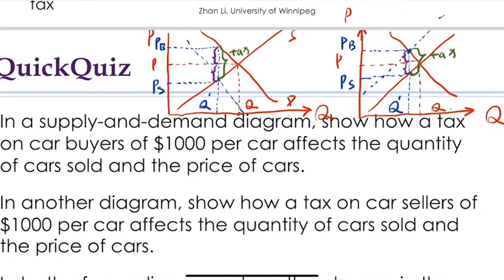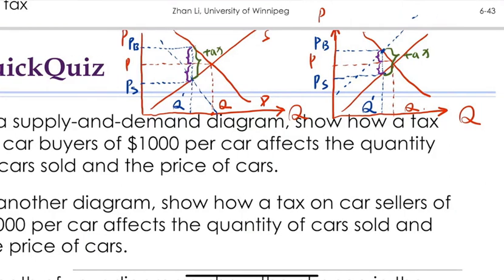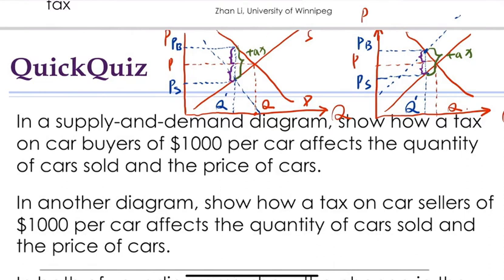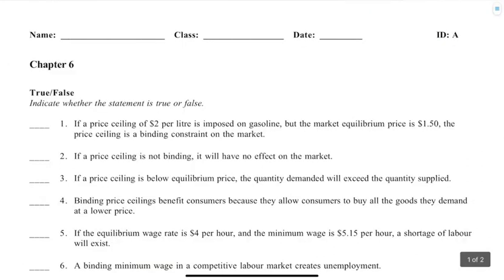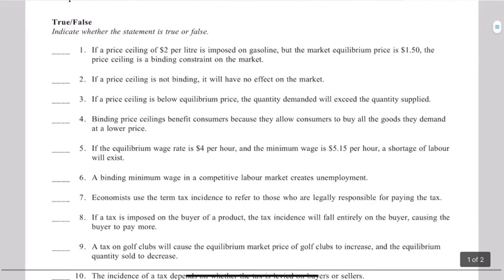Of course, this is really an artifact of how I draw these supply curves and demand curves. If I make the supply curves more vertical, then in this case, you could see that sellers will bear a larger portion of the tax. Okay, great. That's for chapter 6. So let's move on to chapter 6, true-false problem.